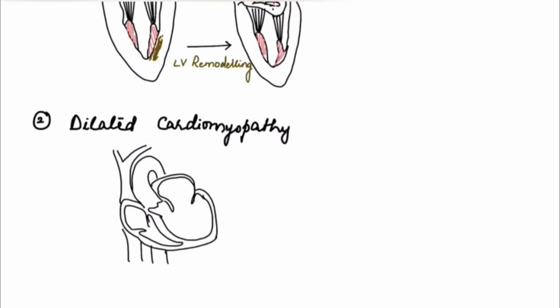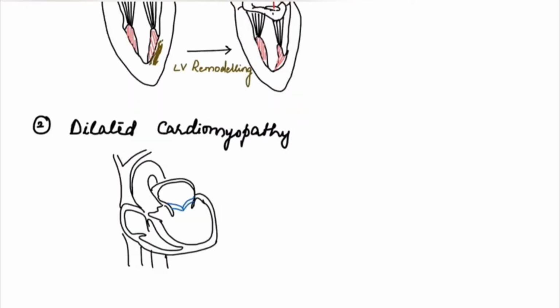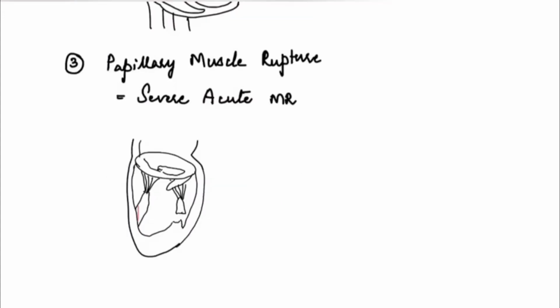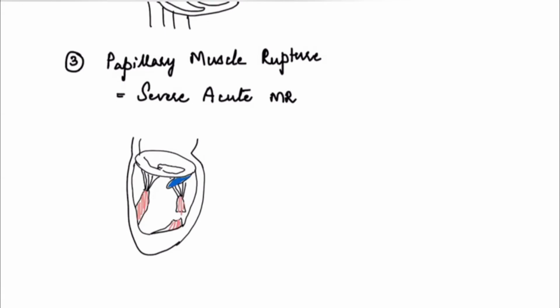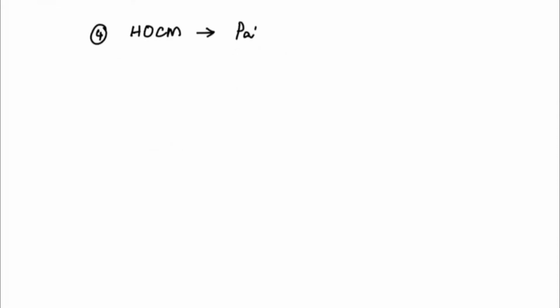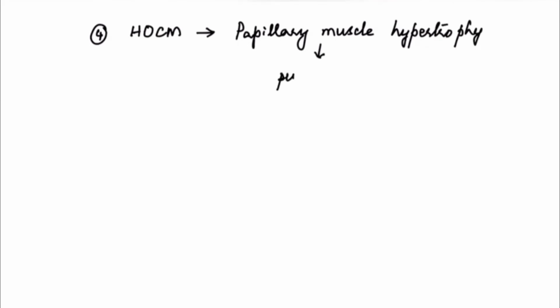So normally the mitral valve closes like this, and in case the left ventricle is dilated, the annulus also gets dilated, producing a way through which mitral regurgitation can occur. Next is a papillary muscle rupture. So rupture of papillary muscle can cause severe acute mitral regurgitation because once it is broken, it cannot hold the valve properly, thereby leading to mitral regurgitation. Then hypertrophic obstructive cardiomyopathy. Here there is hypertrophy of the papillary muscle, which can pull the leaflets of valve, thereby creating way for mitral regurgitation.